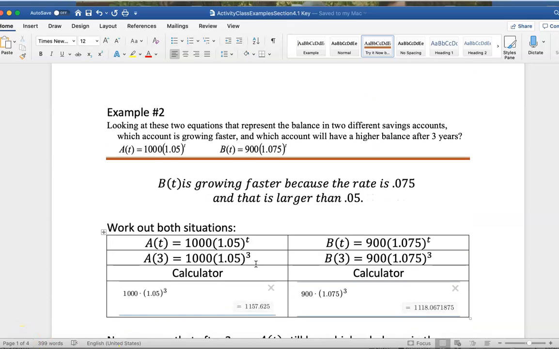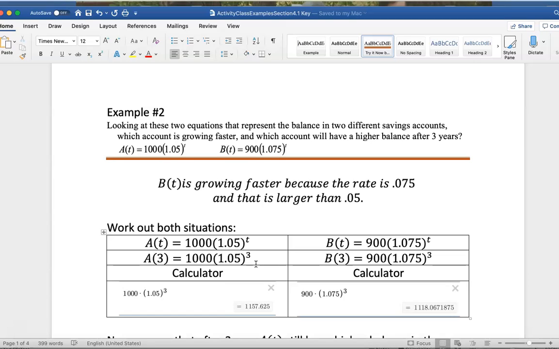Example 2. Looking at these two equations that represent the balance in 2 different savings accounts, which account is growing faster and which account will have a higher balance after 3 years? In A of t, $1,000 is invested. The rate is 5%. In B, the amount invested is $900, but the rate is 0.075, or 7.5%. So B of t is growing faster because its rate is higher.